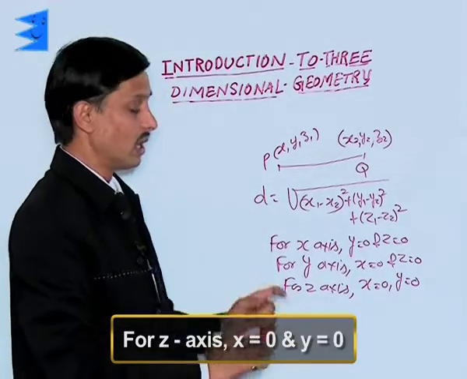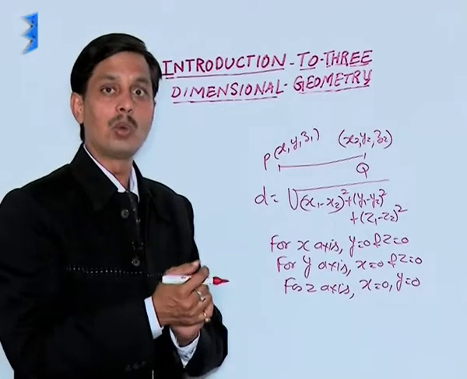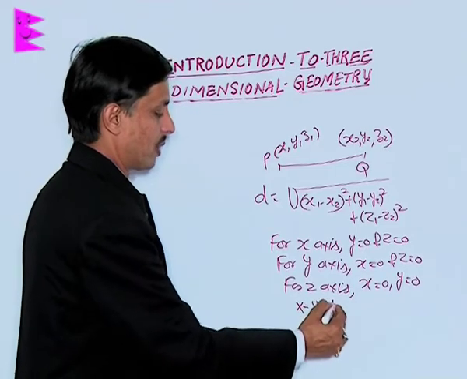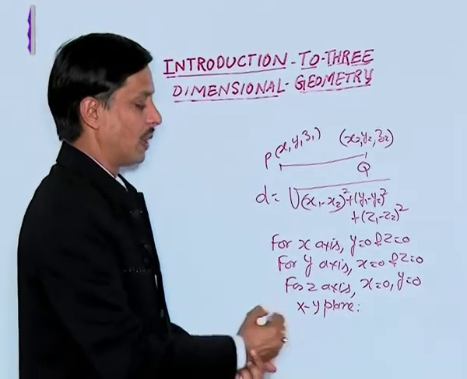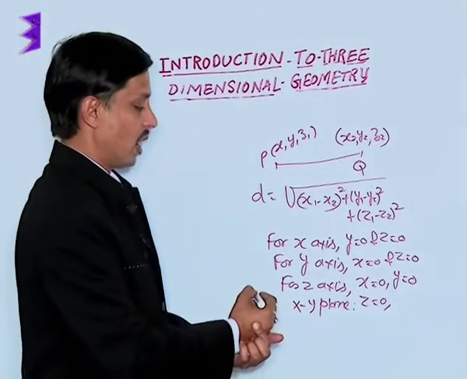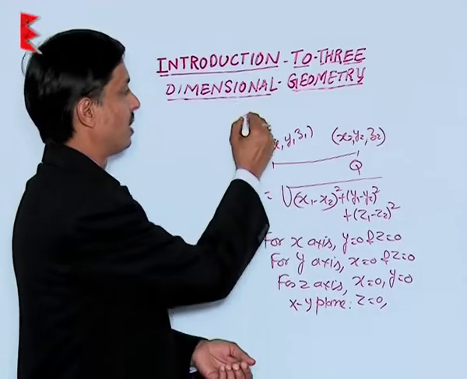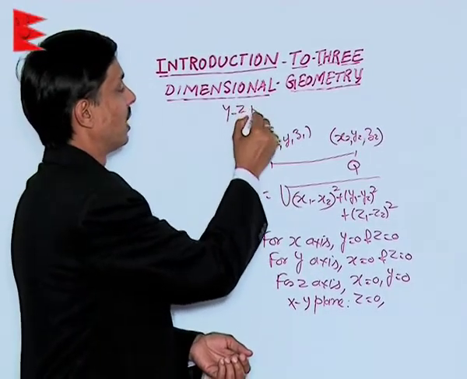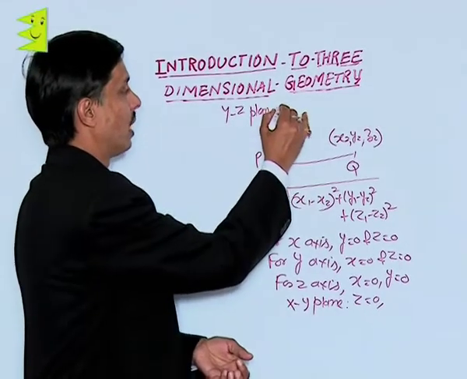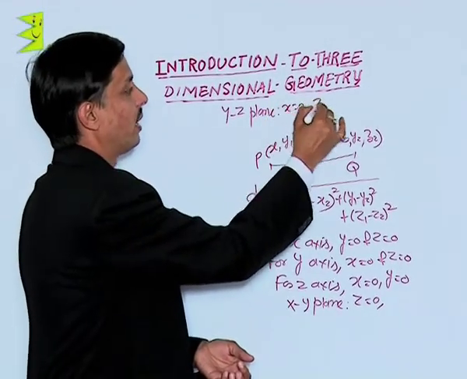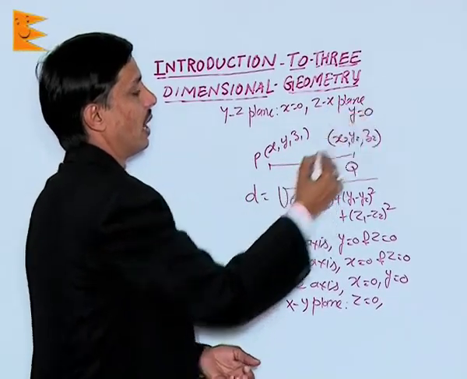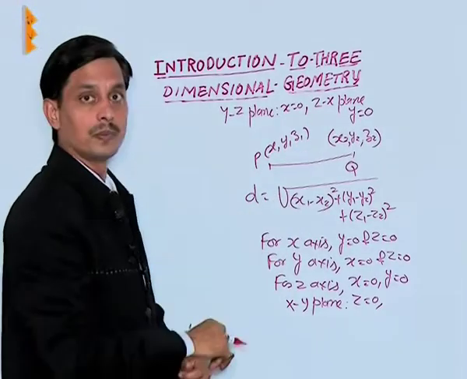We should remember that. But if we talk about the planes, what is the property of the xy plane? If we discuss the xy plane, what is 0? Z is 0. If we talk about the yz plane, in the yz plane we must have what as 0? X is 0. And in the zx plane, what should we have? We should have y as 0.